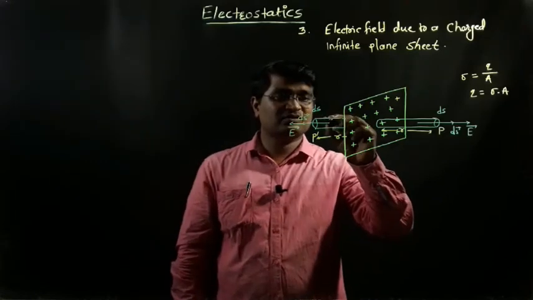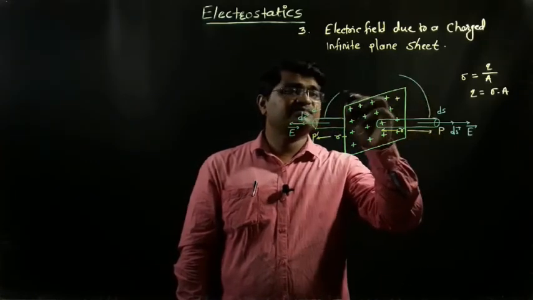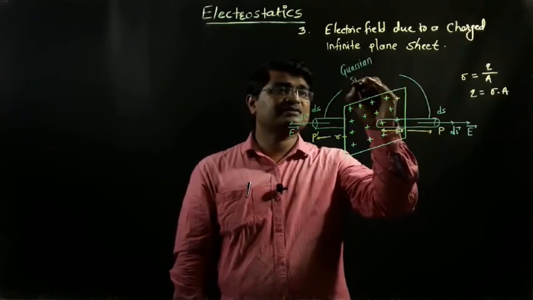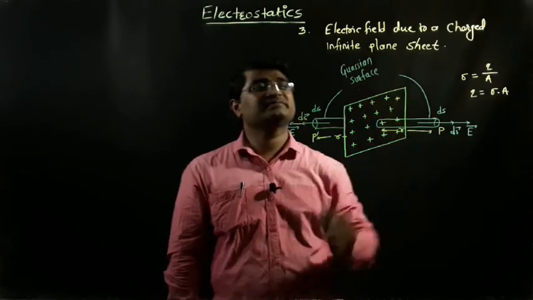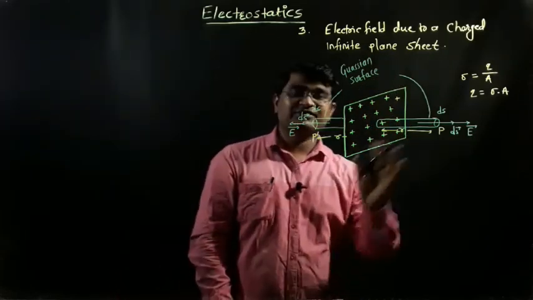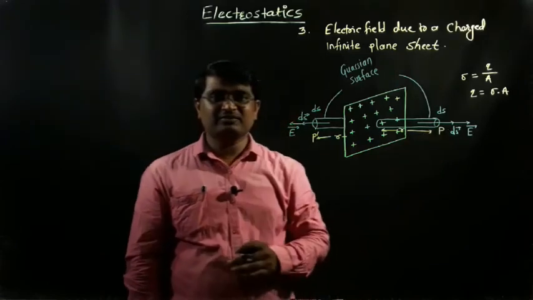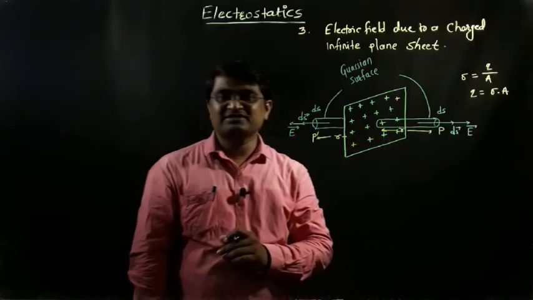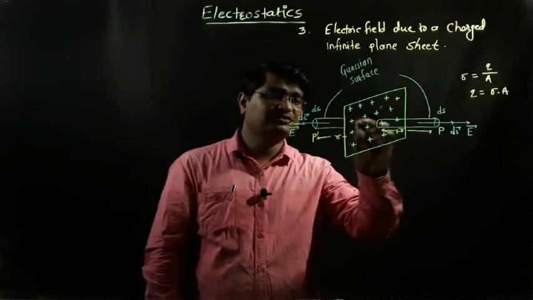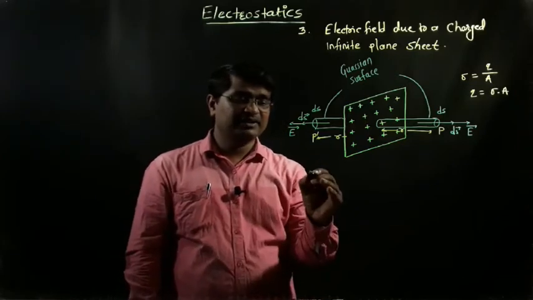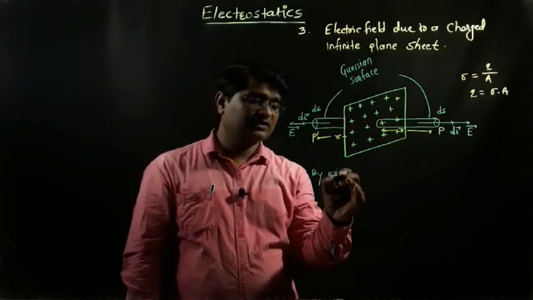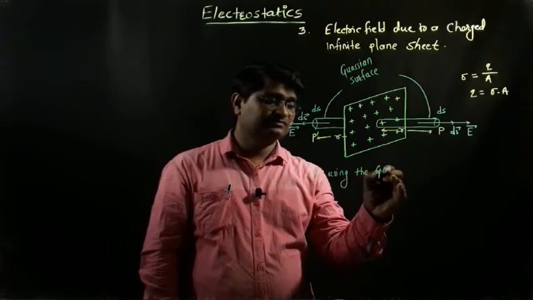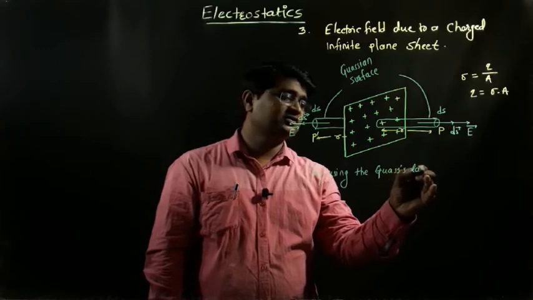So the cylinders indicate that this is the Gaussian surface. This is the Gaussian surface on both sides of the plane sheet. So we can find out the electric field intensity at the point P or P dash. First of all, we find out the total flux passing through the smallest area. What can we use? By using the Gauss law.